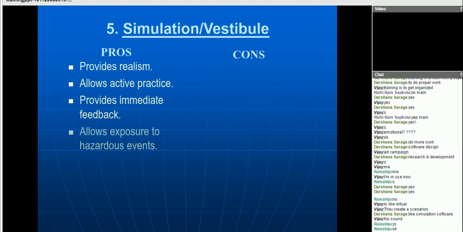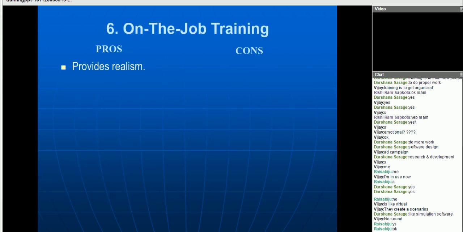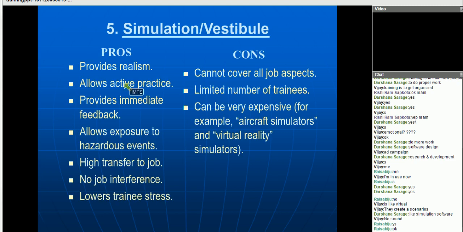Simulation and vestibular. This is perhaps a very good type of training. So the first is it provides realism. Active practice is there. Immediate feedback is there. If you are having any doubt, you can immediately ask it, clarify it. It's very easy. It allows exposure to hazardous events. High transfer to job, no job interference, and lower training stress. You are working and you are getting paid at the same time. So we can say the stress level is little low.